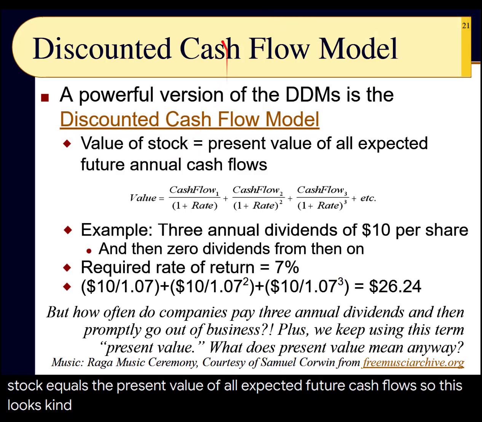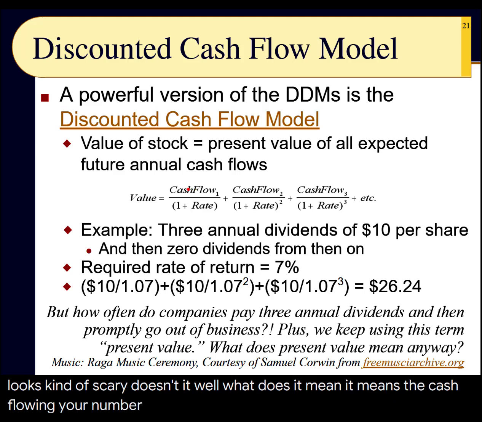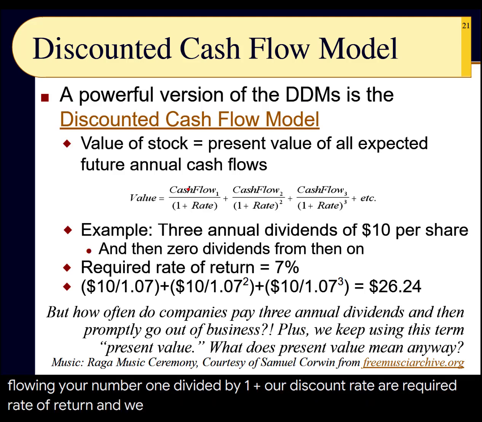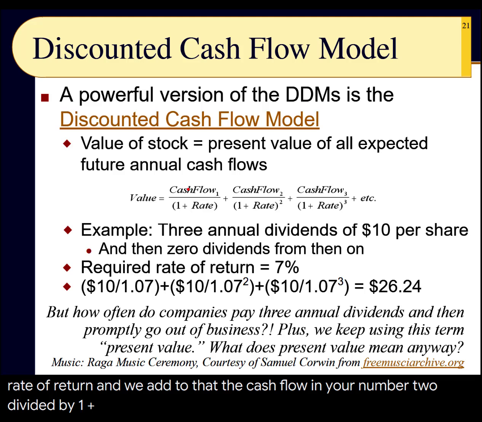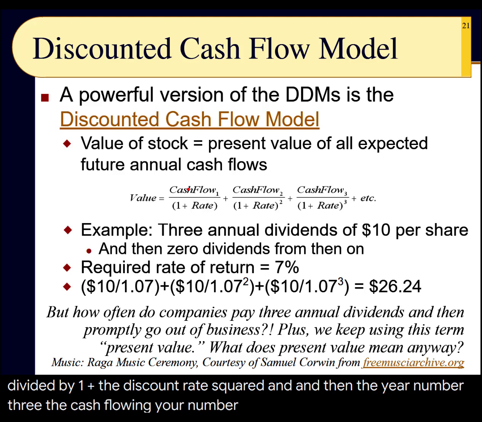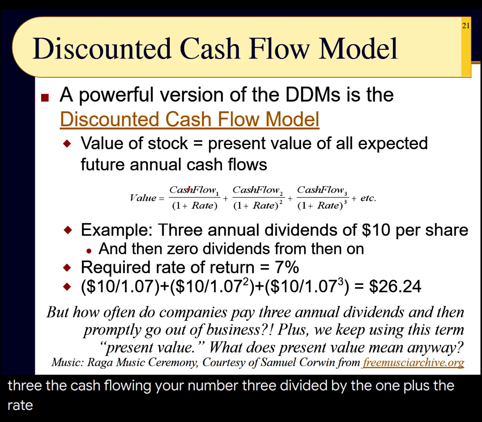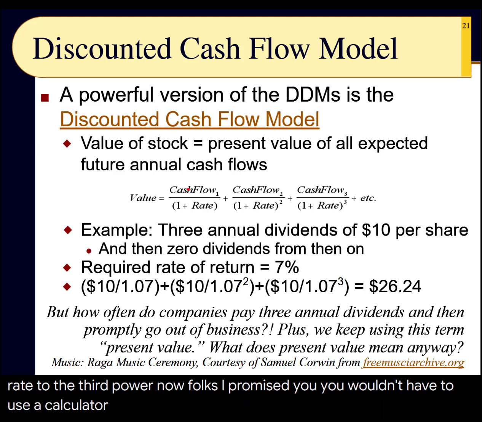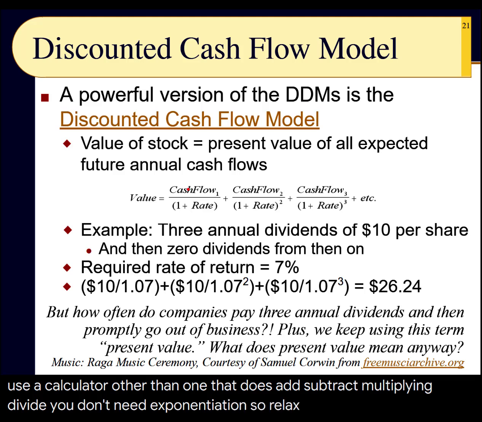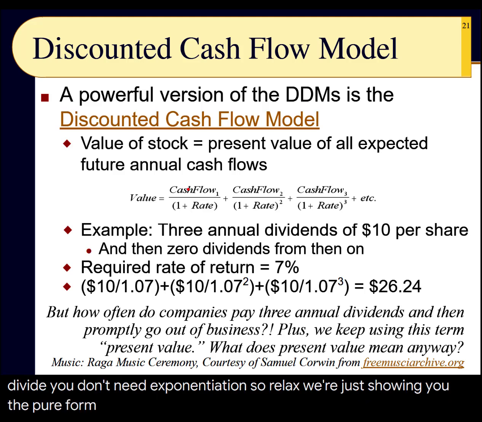So this looks kind of scary, doesn't it? Well, what does it mean? It means the cash flow in year number 1 divided by 1 plus our discount rate, our required rate of return. And we add to that the cash flow in year number 2 divided by 1 plus the discount rate squared. And then the cash flow in year number 3 divided by 1 plus the rate to the third power. Now, folks, I promised you wouldn't have to use a calculator other than one that does add, subtract, multiply, and divide. You don't need exponentiation, so relax. We're just showing you the pure form of the model.